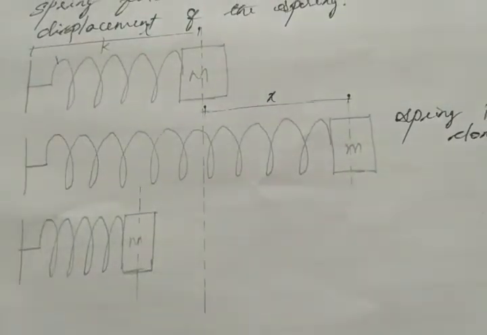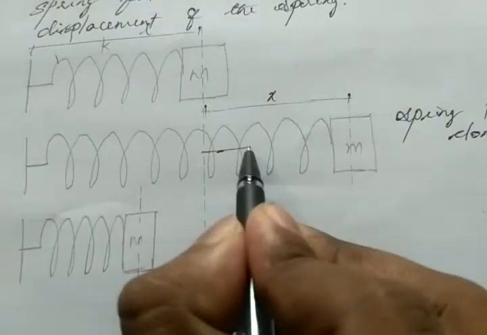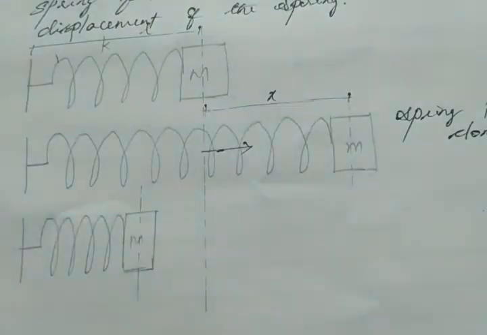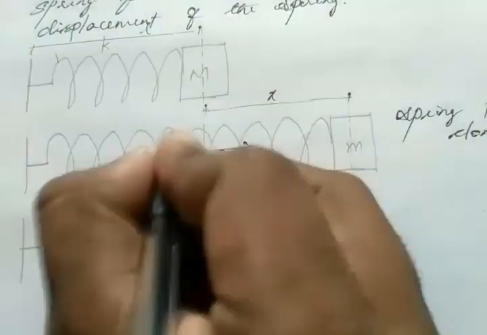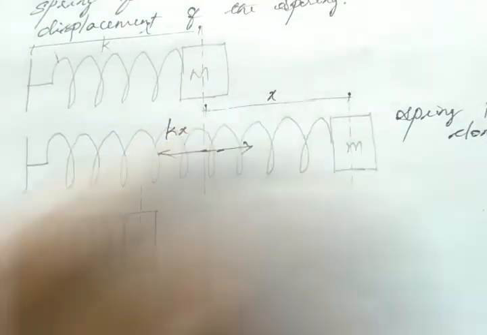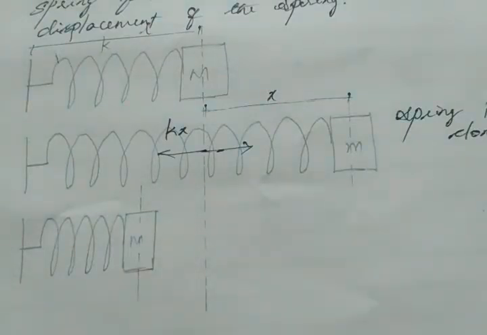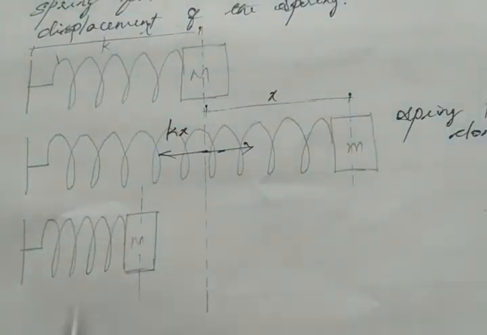Right? So what will be the direction of spring force, which is always opposite to the displacement of the spring? So displacement of the spring is in this direction and the direction of spring force will be in the opposite direction. Okay, so we say it as kx, the spring force. So we say it as minus kx because it's acting in the opposite direction.